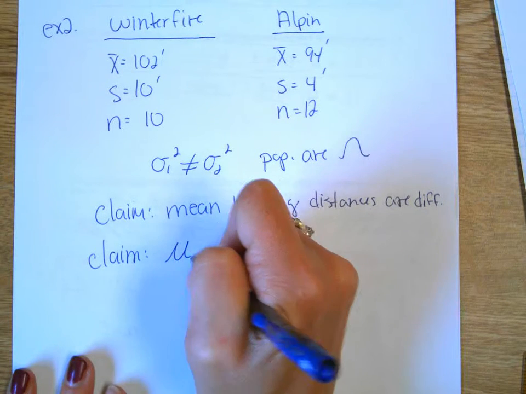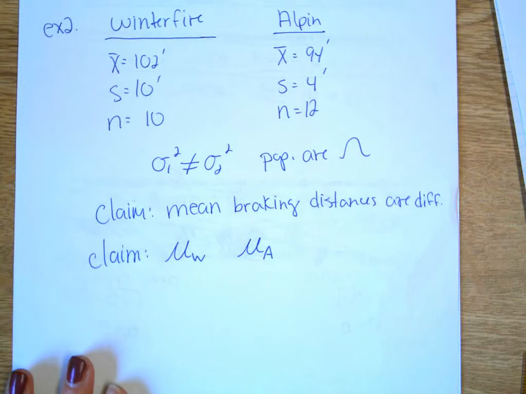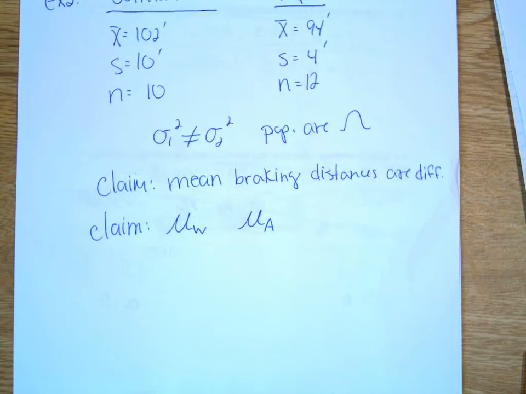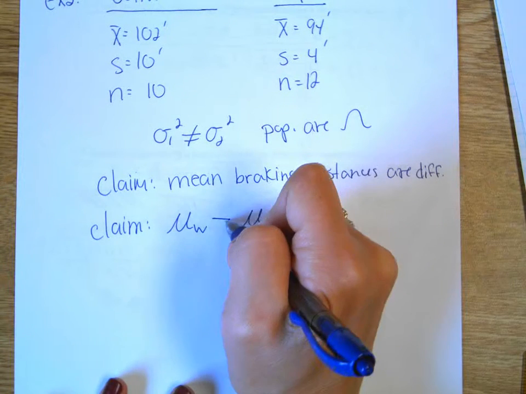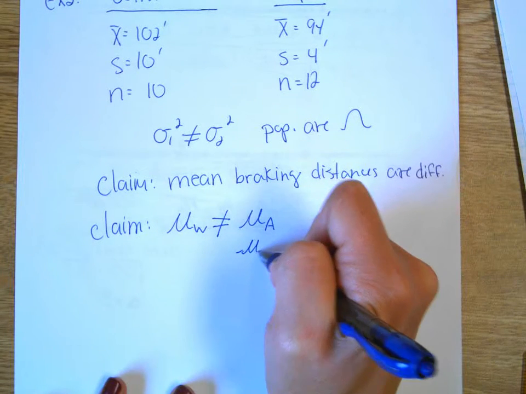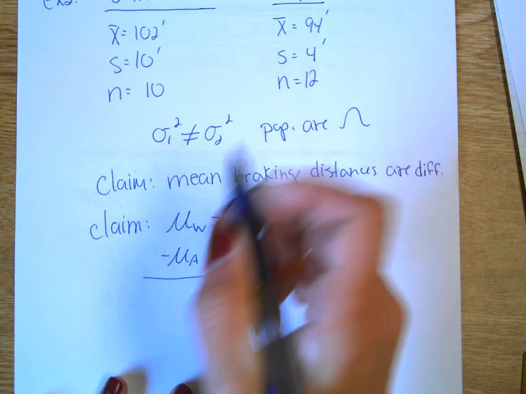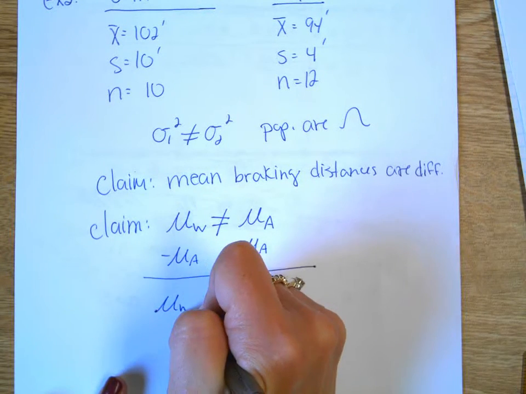So we've got the mean of the winter tires and the mean of the Alpine tires. And if they're different, what's our sign in the middle? Not equal to. So then writing it as a difference, we'll subtract to bring it over. Matt does this all in one step.